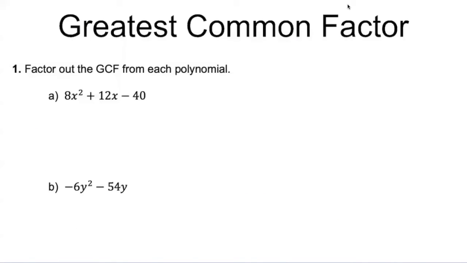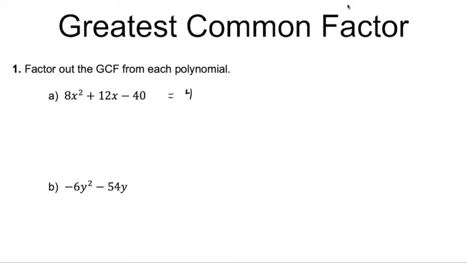Now, once again, from the worksheet, here are a couple of examples. The first example, 8x squared plus 12x minus 40. I need to first look at my coefficients and my constant of 40. I consider that each of these is divisible by 2. Each of these is also divisible by 4. So the greatest common factor for the constants is 4.